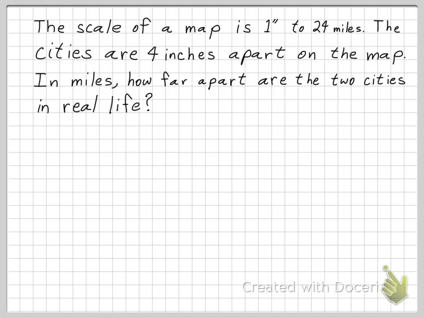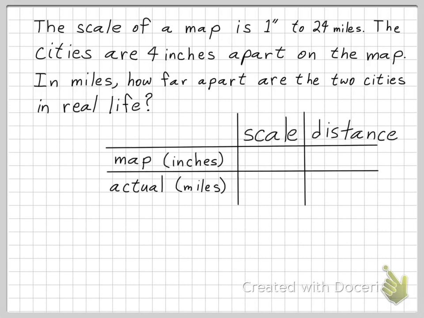So what I like to do when I have a problem like this is I like to create this grid. It kind of keeps me in order, so I know I'm not going to make any mistakes, right? So everything here has to do with the map, and it's going to be in inches. And everything here is going to be in actual miles. Everything in this column is going to be regarding my scale, and everything here is going to be regarding my distances, either measured distances or actual distances, right?